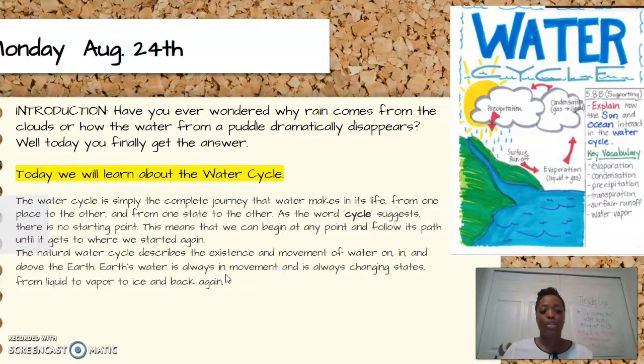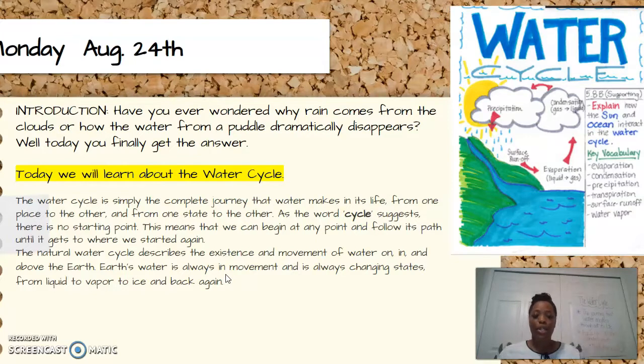The natural water cycle describes the existence and movement of water on, in, and above the earth. Earth's water is always in movement and is always changing states. So going from a solid to a liquid to a gas, from liquid to vapor to ice and back again.